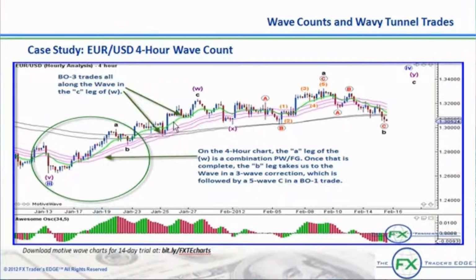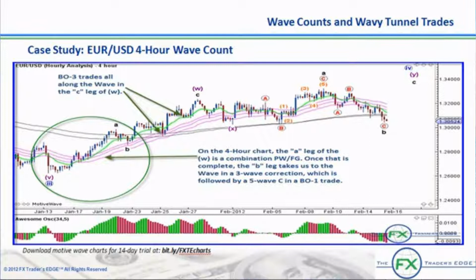Moving right along, there are two breakout 3 trades along the wave in the C leg of W. Notice we are taking the breakout 1 and breakout 3 trades for this corrective sequence in the opposite direction of the original downtrend. Are you now beginning to see that it is not totally necessary to be a consummate wave counter in order to trade this wavy tunnel strategy?